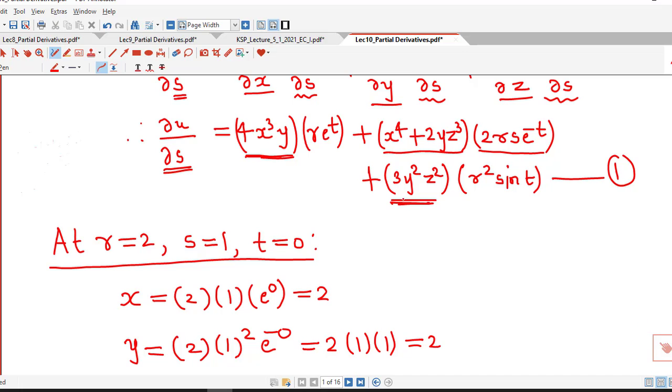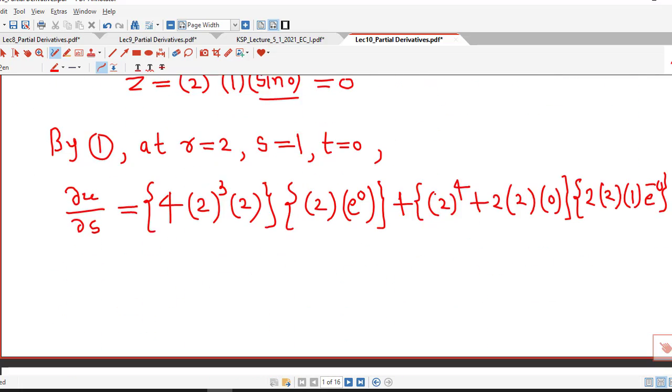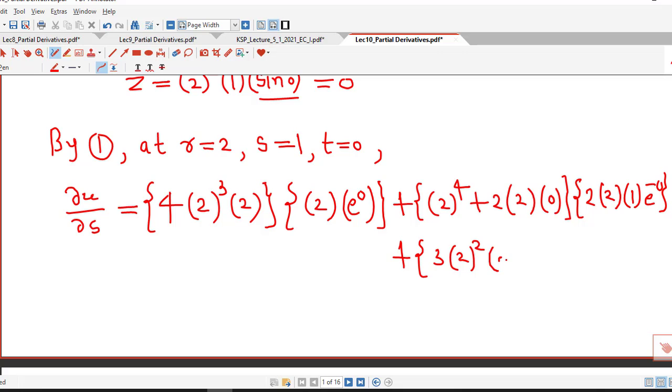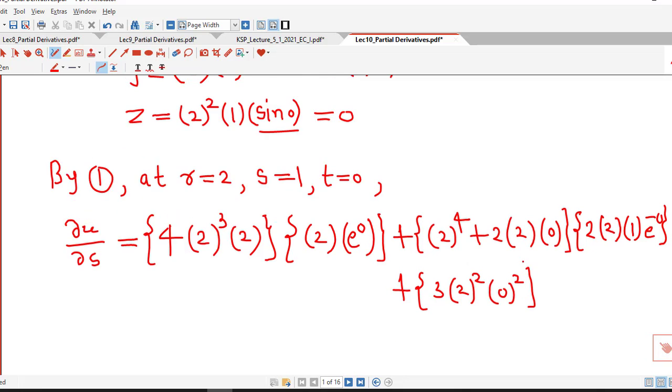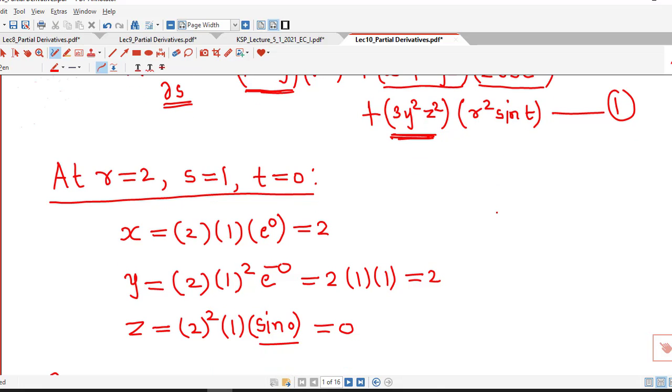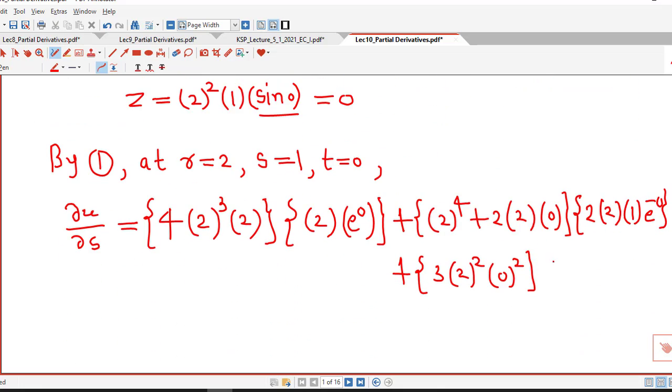Now in the third term we have 3y square z square. So z is 0. So we can directly put 0, or we write down 3y square into z square, that is 0 square. And in the product we have r square sin t. R is 2 and t is 0. So r square is 2 square sin 0.